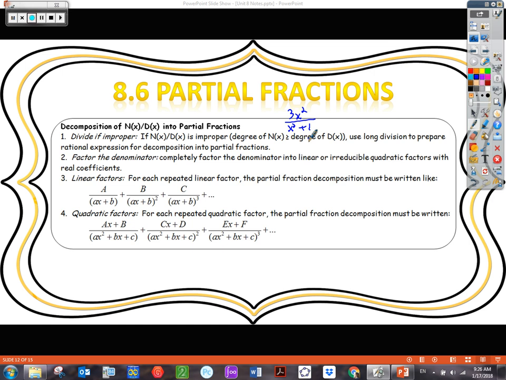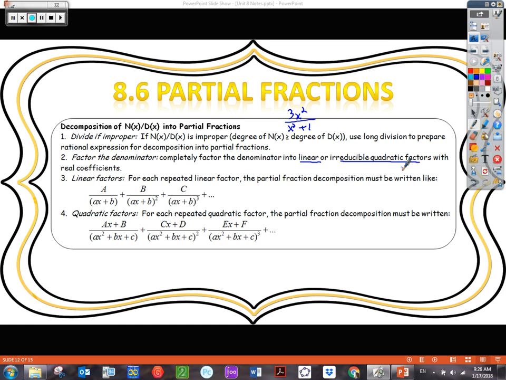Okay? The second thing, once we have gotten it in its proper form, then we're going to factor the denominator completely into linear and irreducible quadratic factors. That's a vocabulary word, right? We've been working on that. We should know what that means. Linear and irreducible quadratic factors with real coefficients.